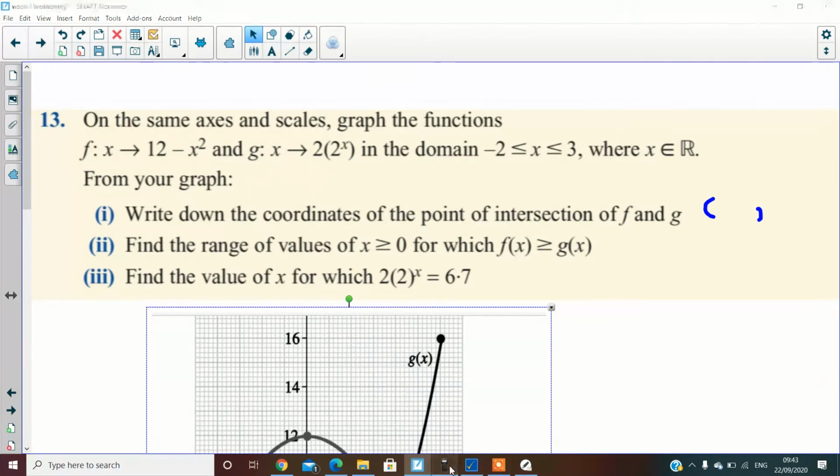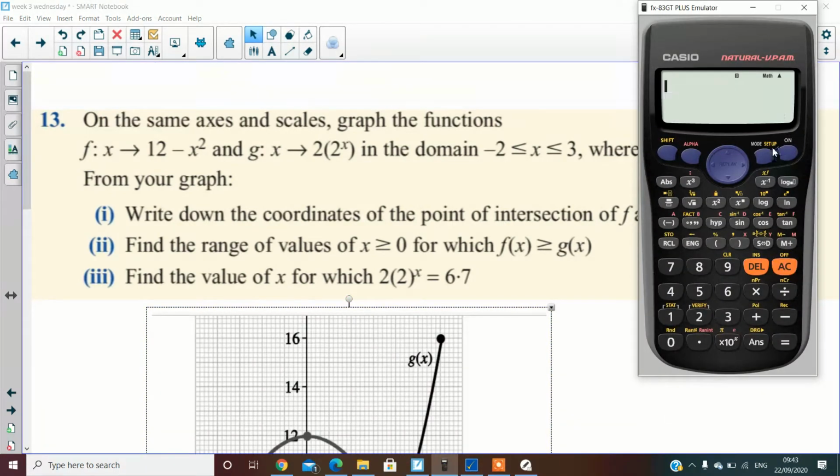Here, guys, you get your table function on your calculator and you get all the points for both graphs. So you have 12 minus x squared, starts at minus 2, ends at 3, step of 1, and you write out all these points on your list. Likewise for the second graph, which is 2 to the power 2x. You write out these ones as well.